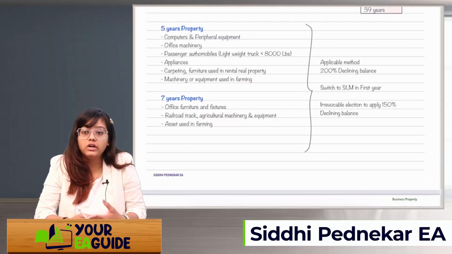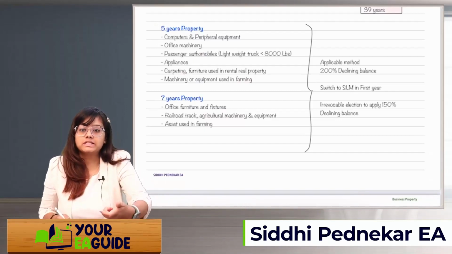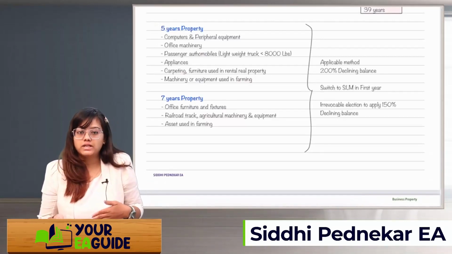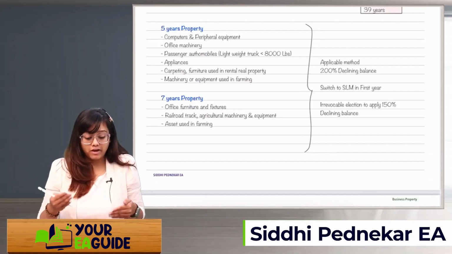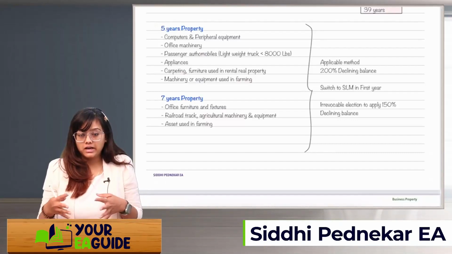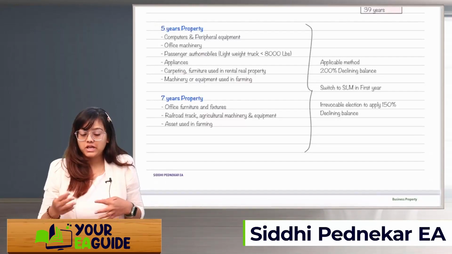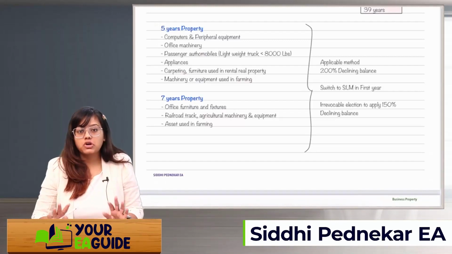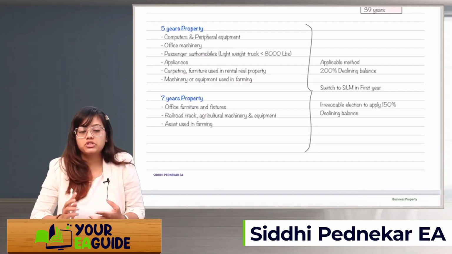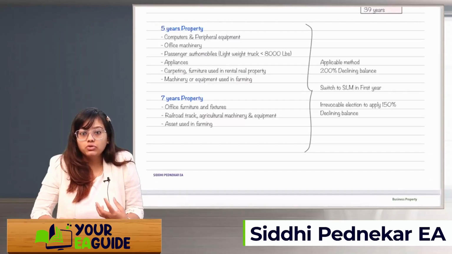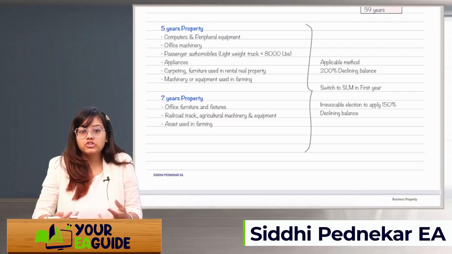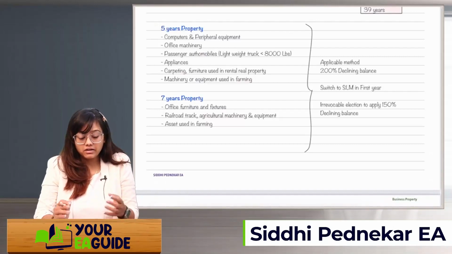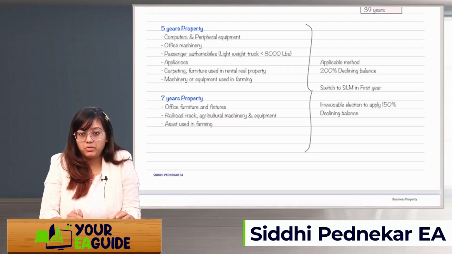Irrevocable means you cannot then change from 150% to SLM. If you have applied the 200% declining method, then you can change it to the SLM method later on. But if you have taken the 150% declining balance method, you cannot shift to SLM. So that's why it's an irrevocable election. All right. So this is 5-year property, which is computers and peripherals, office machineries, machinery used in farming, carpeting and furniture used in rental property, any appliances, passenger automobiles with a light weight of up to 8,000.